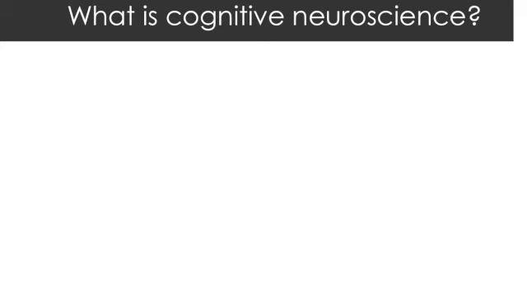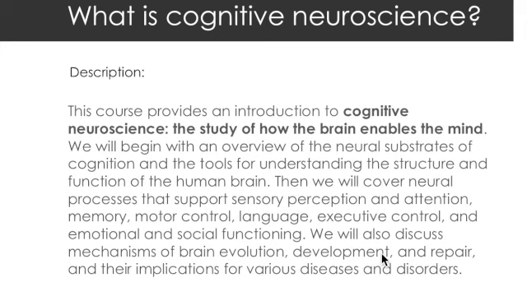What is cognitive neuroscience? Cognitive neuroscience is fundamentally the study of how the brain enables the mind. That includes the relationship between structure and function of the brain and how it gives rise to processes such as vision and audition and sensory processes, motoric processes, and then also cognitive processes that include attention and memory and language and emotion and eventually social function and also development and evolution of the brain.